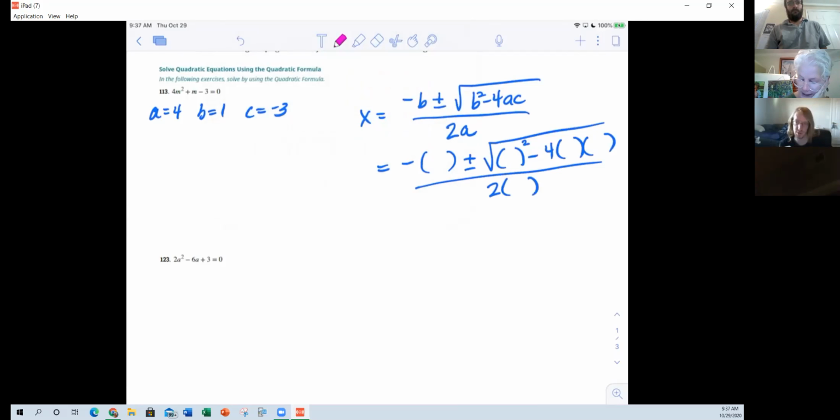So A is 4, so everywhere I have an A, I'm going to put in a 4. B is 1, so everywhere I have a B, I'm going to stick in a 1. And C is -3. And then we just simplify that. So that's going to be -1 plus or minus the square root of 1. And -4 times 4 is -16 times 3 is 48.